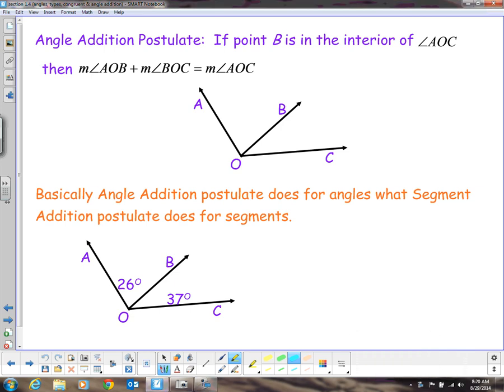Can't tell you how many times I've forgotten to do that. Then angle AOB, that's part, plus angle BOC should equal angle AOC.